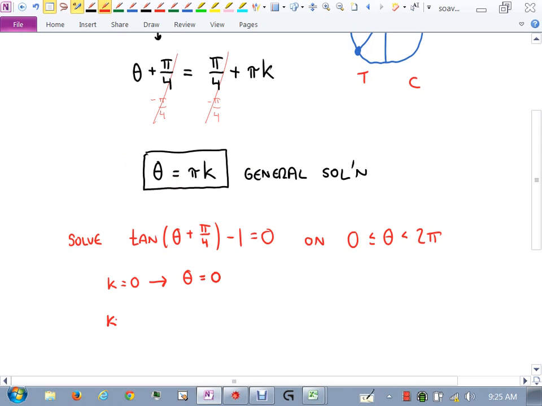If k is 1, what do we have? Theta is pi. And if k is 2, what do we have? 2 pi. So should I include 2 pi or not? Well, I said here theta must be bigger than or equal to 0, but strictly less than 2 pi. So it can't be 2 pi. So you would throw out that solution there at the end. So your only two solutions would be 0 and pi.